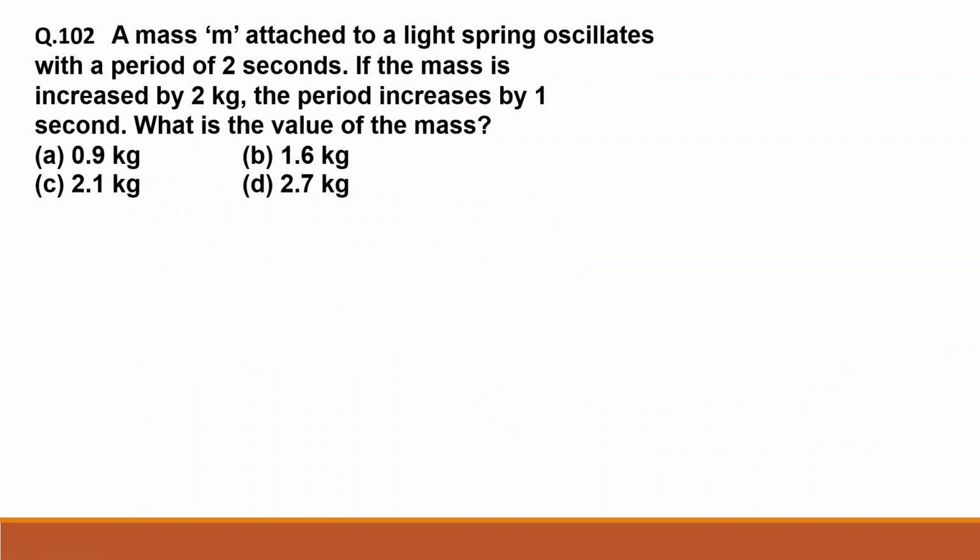Moving to the next question, question number 102. A mass m attached to a light spring oscillates with a period of 2 seconds. If the mass is increased by 2 kg, the period increases by 1 second. What is the value of the mass?